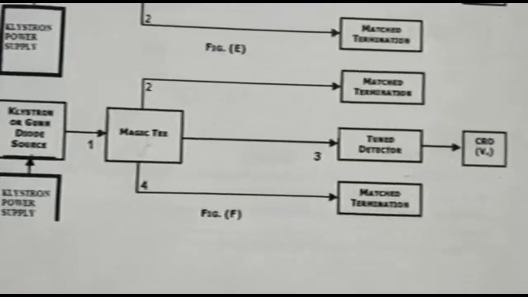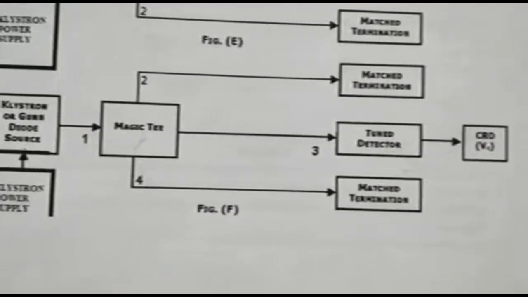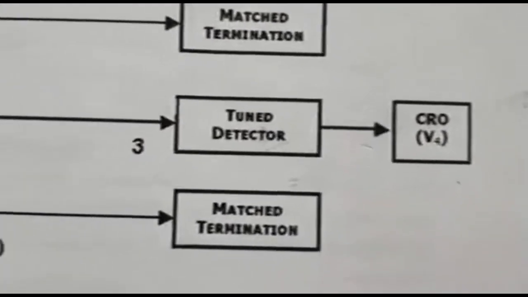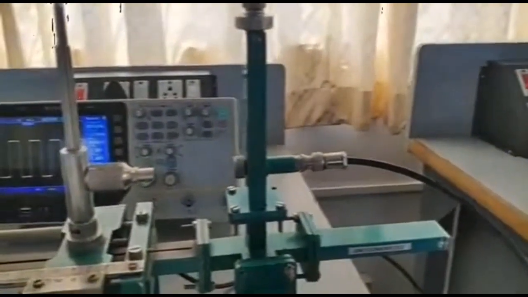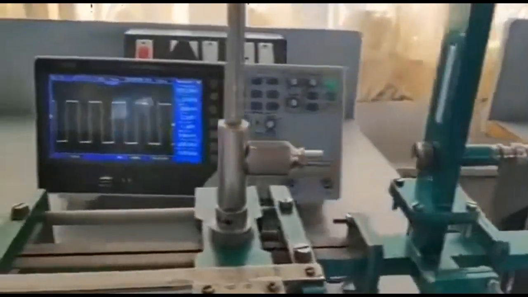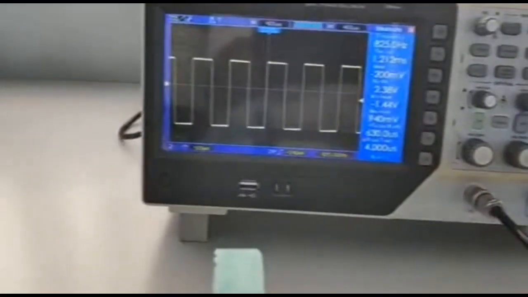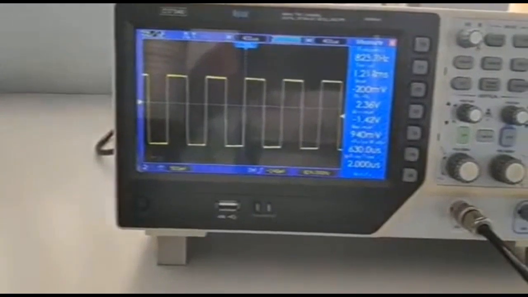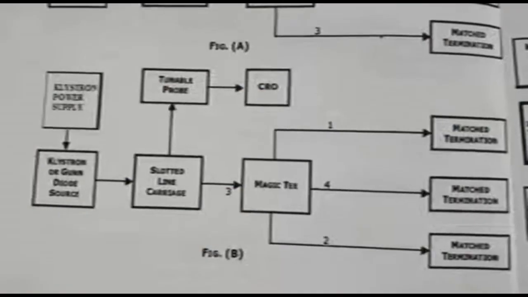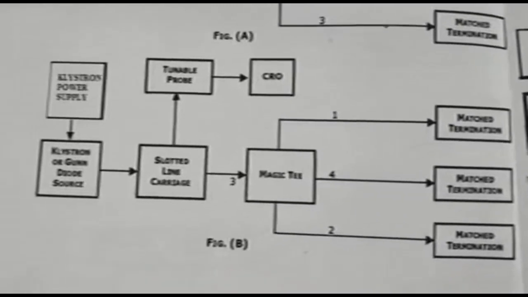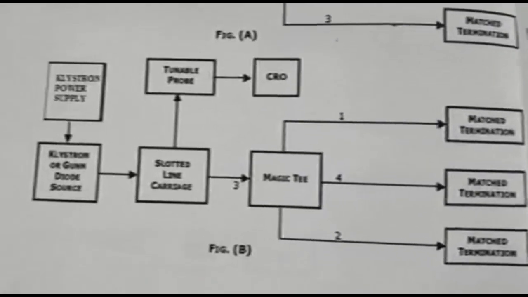So now I need to connect the detector to port 3 in order to measure the voltage V4. Okay, so I have connected the detector to port 3, and I need to measure the voltage V4. So the voltage here is 2.36 volt. That is our V4.